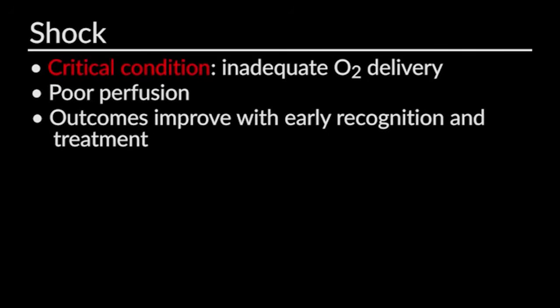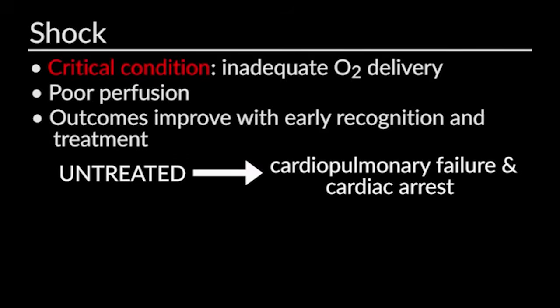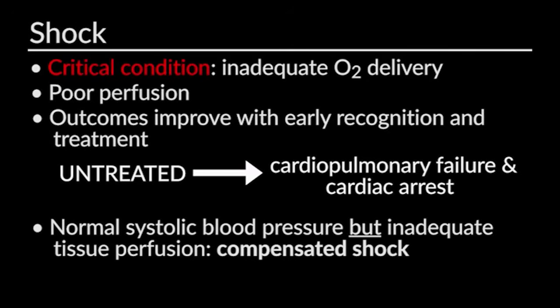Outcomes in critically ill children can be greatly improved with early recognition and treatment of shock. If left untreated, shock can quickly progress to cardiopulmonary failure and cardiac arrest. When a patient is in a state of low cardiac output and shock, compensatory mechanisms will be stimulated to maintain adequate blood pressure. If the systolic blood pressure is within normal limits, but signs of inadequate tissue perfusion are present, the child is in compensated shock.